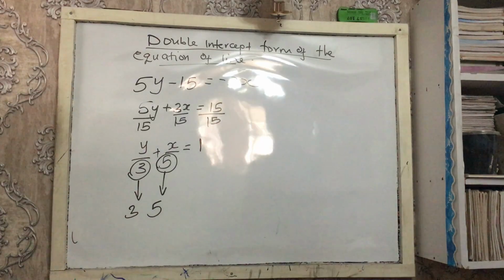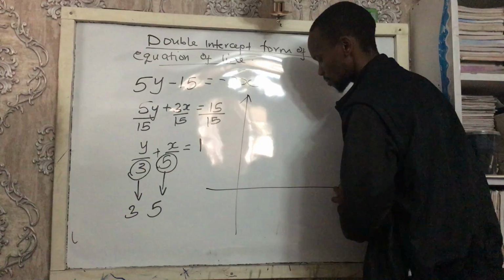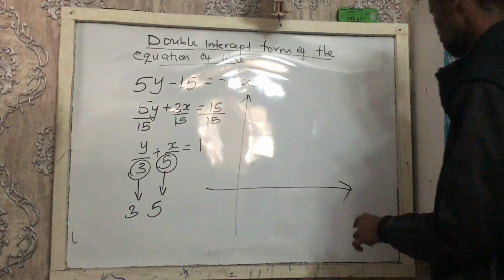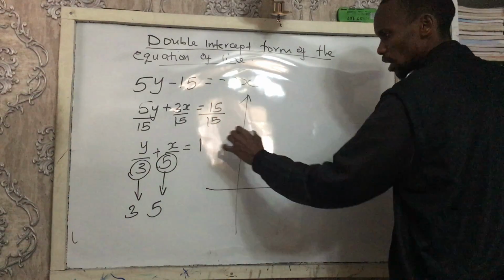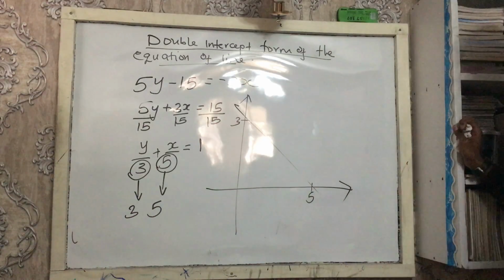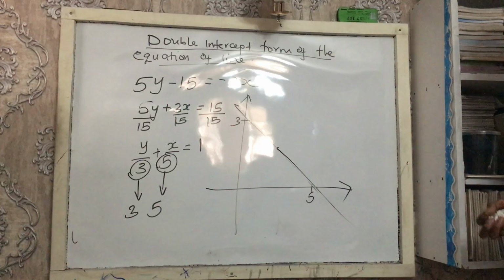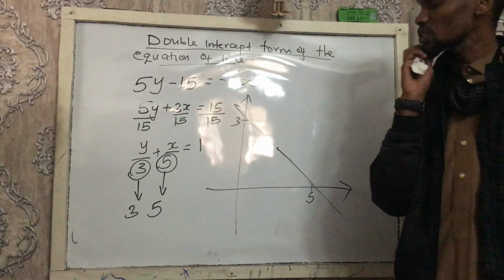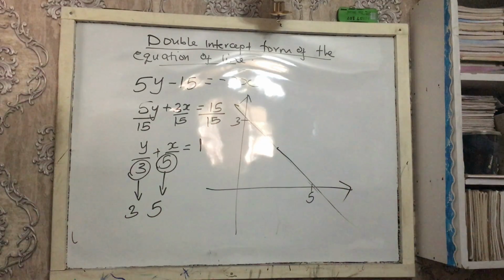Now, if we need to sketch this graph, it's very simple. I'll have the Cartesian plane, and then I'll spot on my Cartesian plane x where it is 5 and y where it is 3, right, together? And then I plot the graph. And now this is my graph of y over 3 plus x over 5 equals 1. This is what you call the x-intercept form, the y-intercept form.